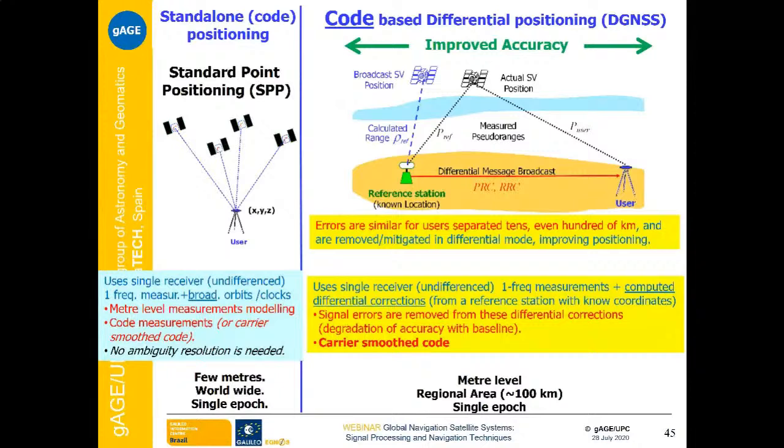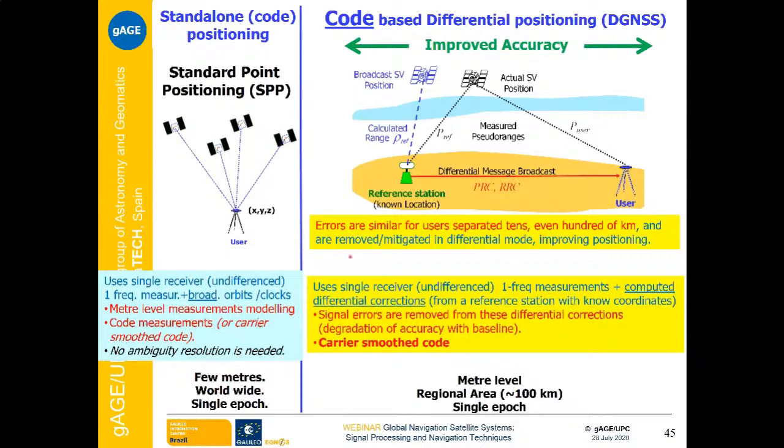In standalone positioning, we use a single receiver, single frequency, and we use broadcast orbits and clocks. Let's say we use the orbits and clocks broadcast by the satellite. We don't need any additional service provided. We don't need any additional reference station. The modeling must be at the meter level. We use code measurements or carrier-smoothed code in order to smooth the code and reduce the code noise. No ambiguity fixing is needed because we are using code.